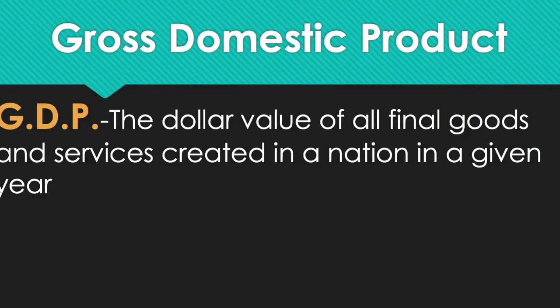So here's your definition. GDP is short for gross domestic product, and the definition is the dollar value of all final goods and services created in a nation in a given year. So, that final goods and services, to keep that in mind, while you might produce raw lumber, that's not going to be considered a final good. What will be considered a final good is if we take that raw lumber and we produce furniture. See, that wood furniture would be considered the final good, not the raw lumber sitting over there.